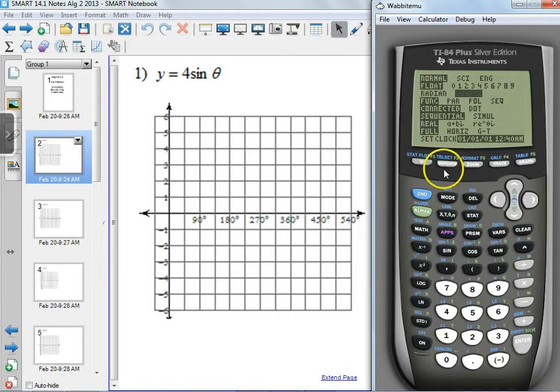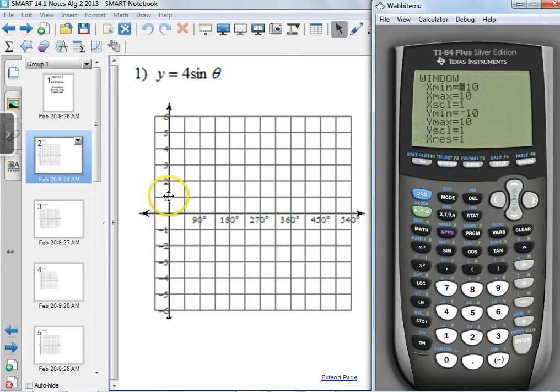So what do you think I want to set up my window as? For my x's, it goes from, let's just say here to here. This is 0, and then what's the farthest out x value? 540. So let's set our x window at 0 to 540. And then what is it counting by? Every square is how many degrees? Can you tell? 45 degrees.